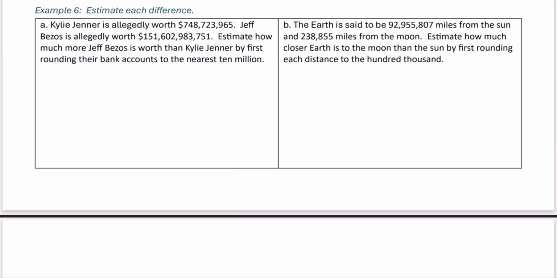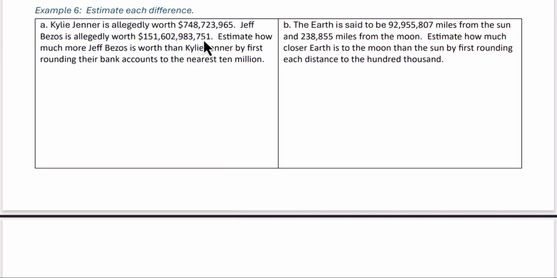Up next, we want to estimate the difference. Kylie Jenner is allegedly worth $748,723,965. Jeff Bezos is allegedly worth $151,602,983,751. Estimate how much more Jeff Bezos is worth than Kylie Jenner by first rounding their bank accounts to the nearest 10 million. So we'll start with Jeff Bezos since his is the biggest, and we want to go to the nearest 10 million. Remember the place value.